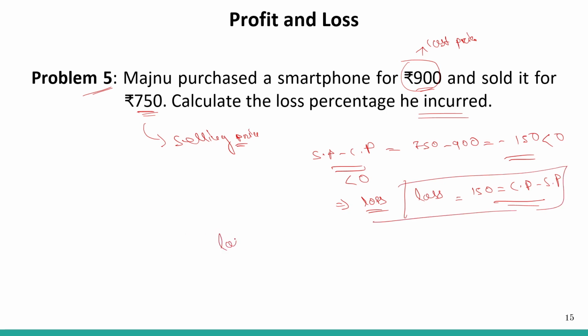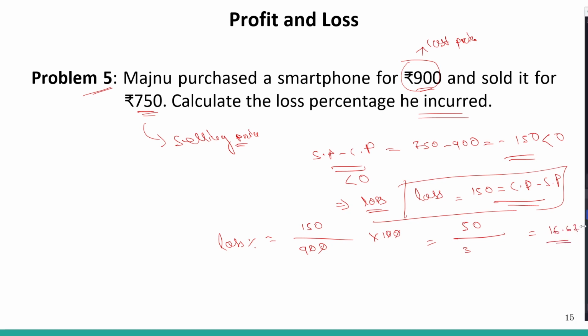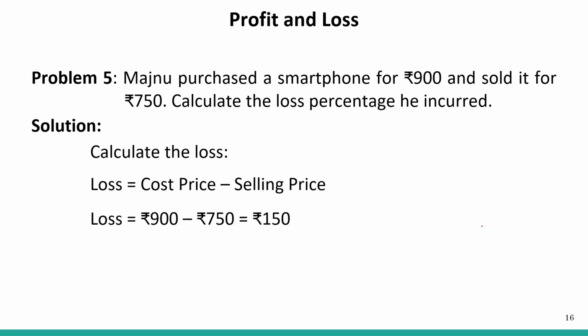So loss percentage is equal to loss amount, 150, by cost price, which is how much? 900, right? Into 100. So cancelling these zeros out, what we are left with is 150 by 9. So it will be 3 and there will be 50. So this will be 16.67%. Okay, this much amount. So 16.67%.